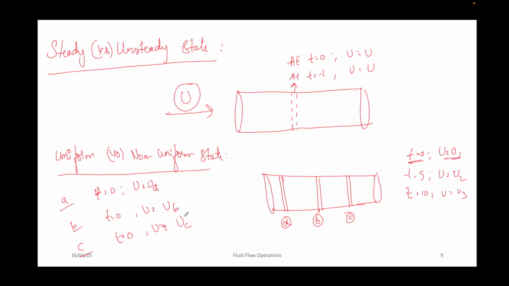So that is the basic difference between steady state and uniform state or uniform flow, and the difference between steady state versus unsteady state, and uniform versus non-uniform flow or state. And we also discussed path lines, streamlines, and streak lines as well.